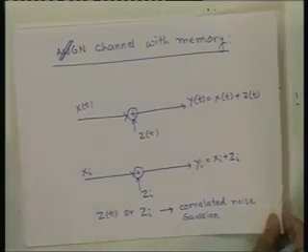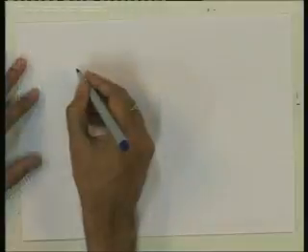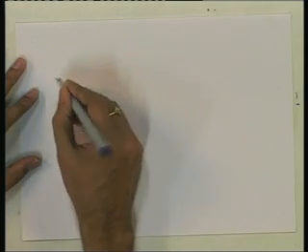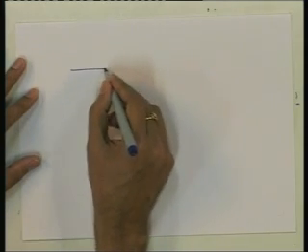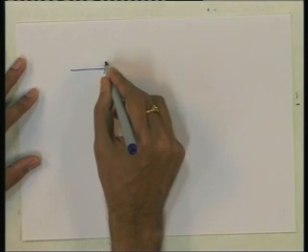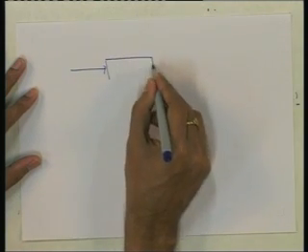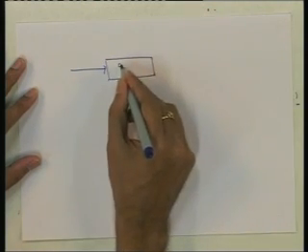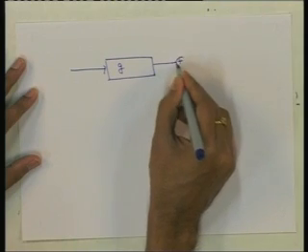Now, channels with memory are also thought of in a different way in practice. That is, previously we have considered channels in general of the following form: the signal goes through some function g and then some noise is added.